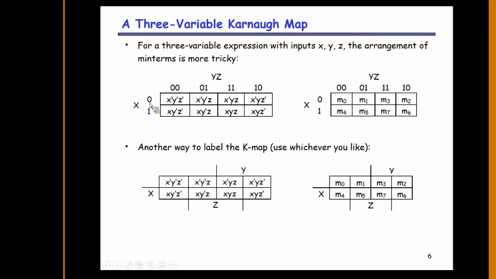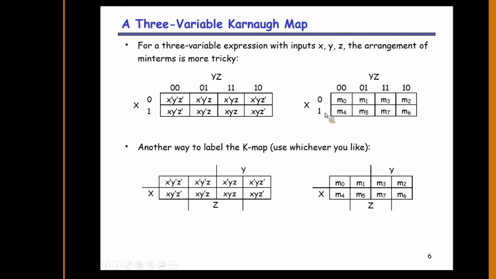Now the 2 row indexes start with 0, 1, and the column indexes start with 0 0, 0 1. We use the reflective code, hence the next sequence in the reflective code is 1 1 and 1 0. So this is the minterm M0, M1, M3, M2, M4, M5, M7 and M6.